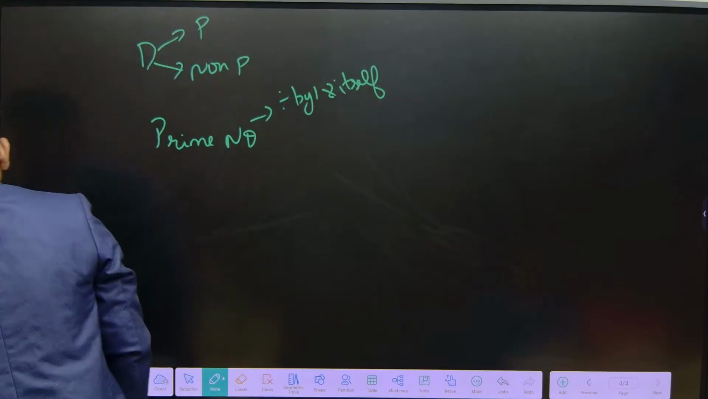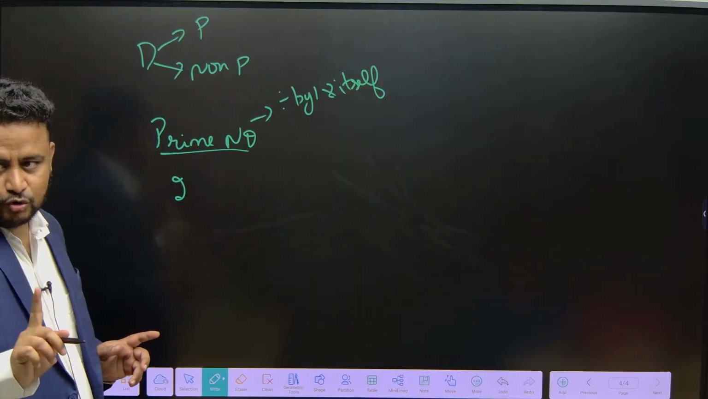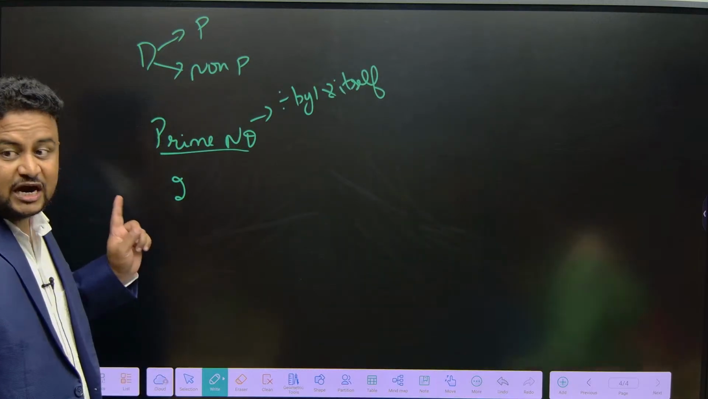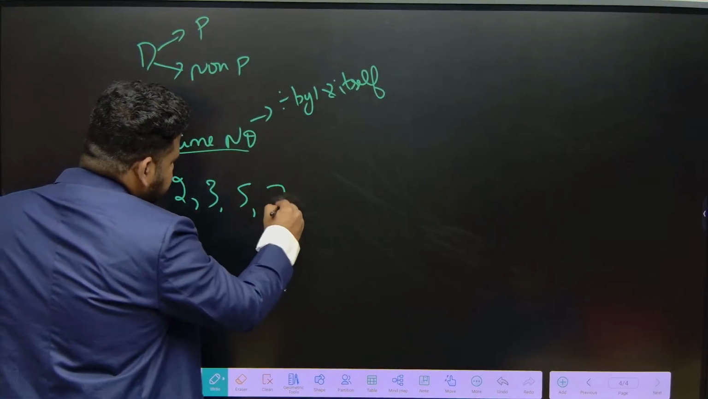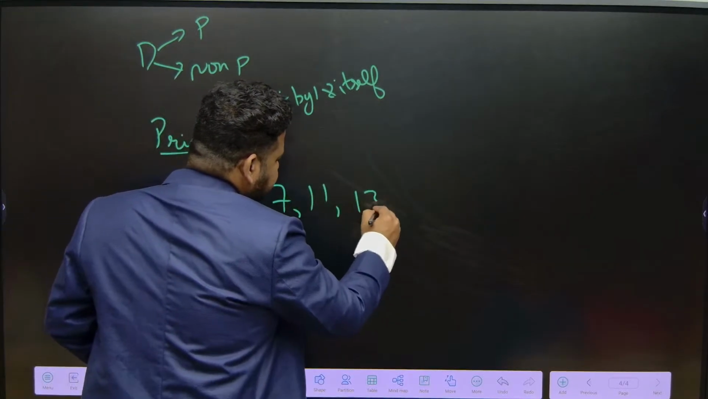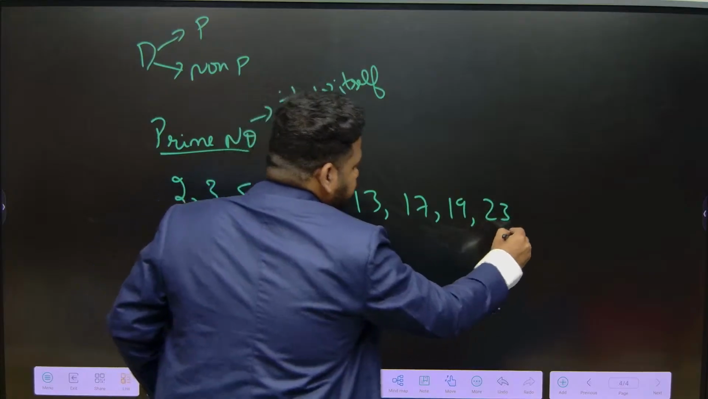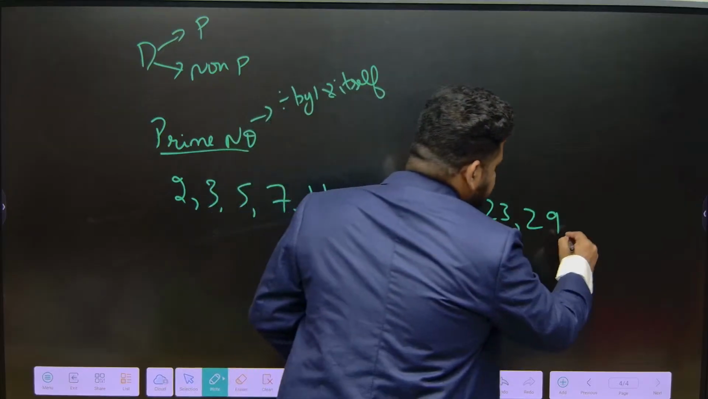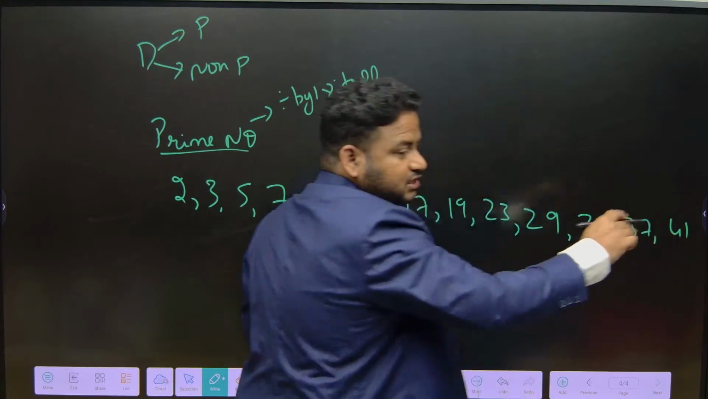So when I talk about prime numbers, the example can be 2. 1 is neither prime nor composite. Don't include 1. So you should start from 2. So 2, 3, 5, 7, not 9. 9 is divisible by 3; 9 can be written as 3 into 3. 11, 13, not 15, 17, 19, 23, what next one? 29; 27 is 3 into 9. So 31, next one 37, 41, like this it goes on. These are all prime numbers.